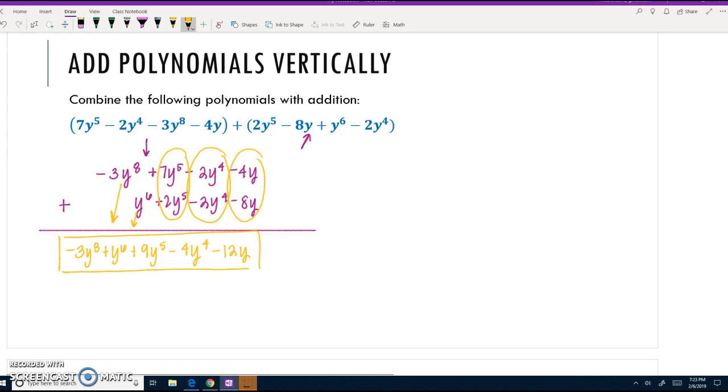All done. I combined my like terms, added similar valued exponents together, and then left the terms that didn't have any like terms alone to get the final answer there.